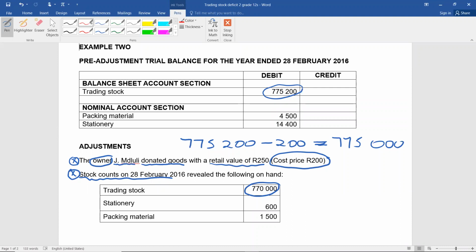Which amount will be correct between 775,000 and 770,000? It is 770. I can't hear you, I'm guessing that's what you said. I had 770. So we've got 770.